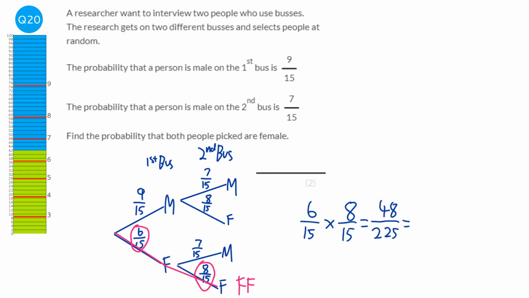Now you can actually cancel that down. So what you can do is you can divide top and bottom by 4, and that will give you 16. Is it 4? No, you can divide top and bottom by 3, and that would be 16 over 75. So either 48 over 225 or 16 over 75.